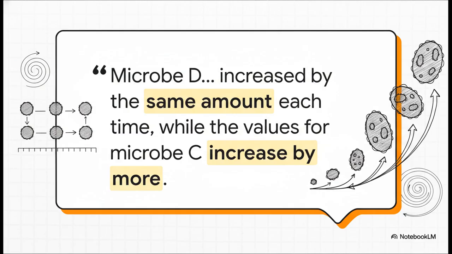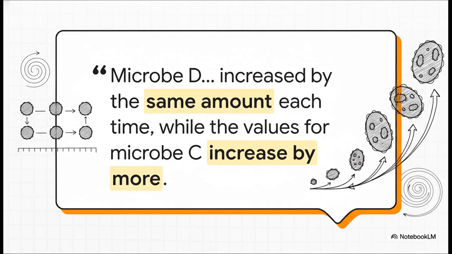And this is the key point, you guys. For microbe D, the growth is steady, it's predictable. It's just adding 5 each time. But for microbe C, the amount it grows by gets bigger and bigger with every single step. I mean, look at the jump from hour 2 to 3. It's way, way bigger than the jump from hour 0 to 1.